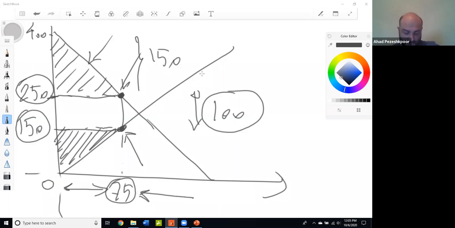If you pay $100 for each unit and there are 75 units, how much money goes to the government? Exactly. That would be our tax revenue, this area here. And how much did we lose? How much welfare or surplus did we lose by taxing people?